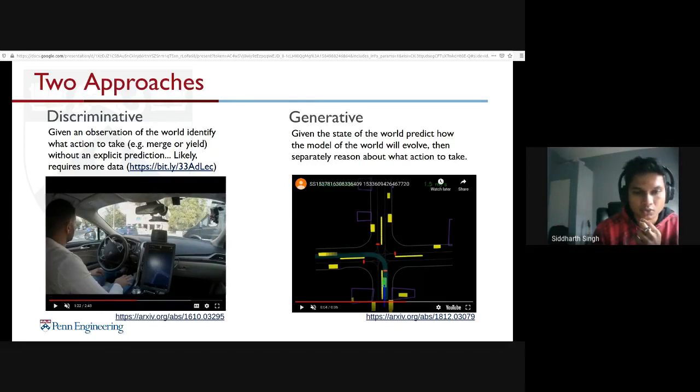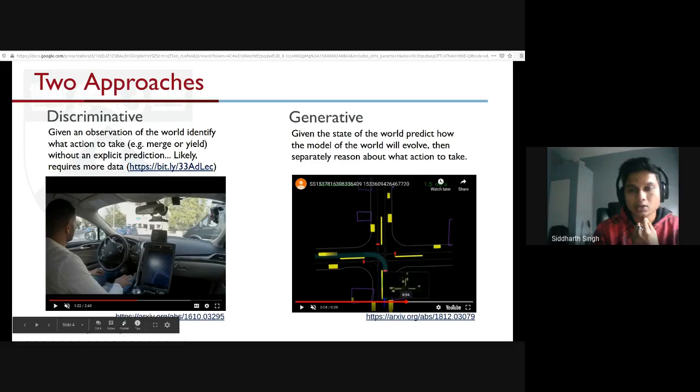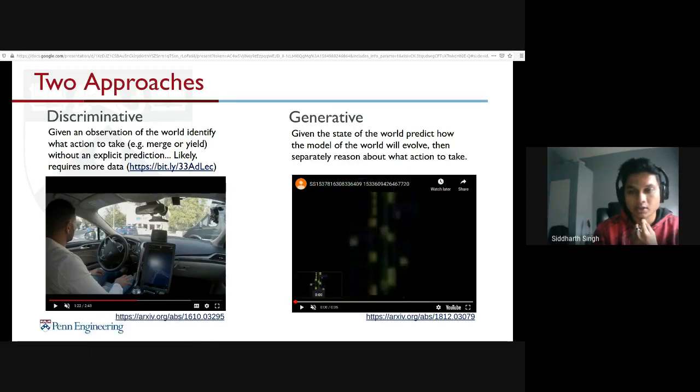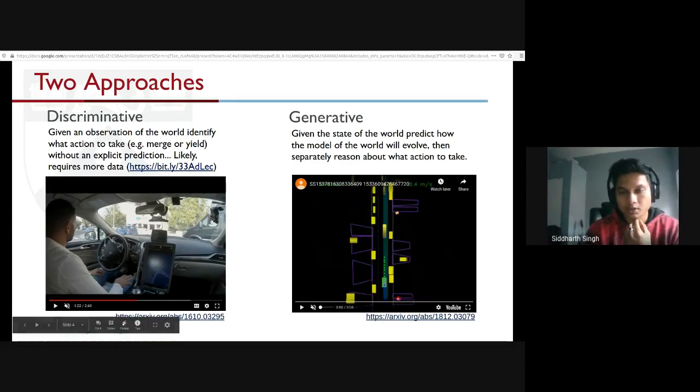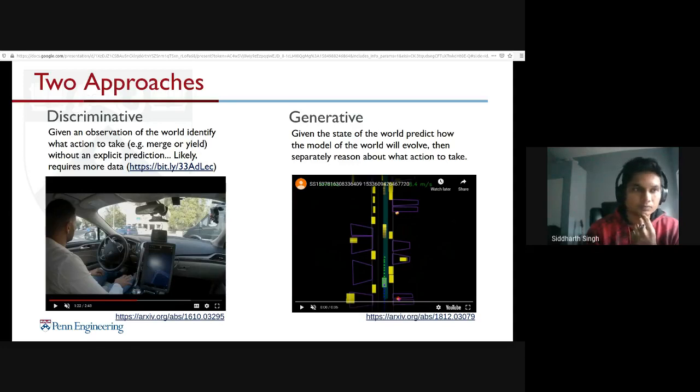The paper which goes with this is here, if anybody wants to take a look at it. On the other hand, the generative approach works on the entire environment that the vehicle is seeing. For example, this is a very intuitive understanding of what goes on in a.